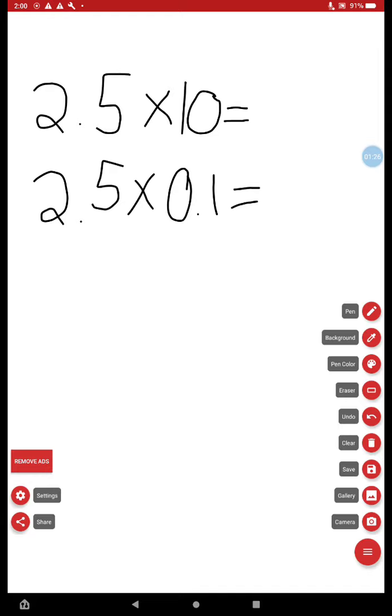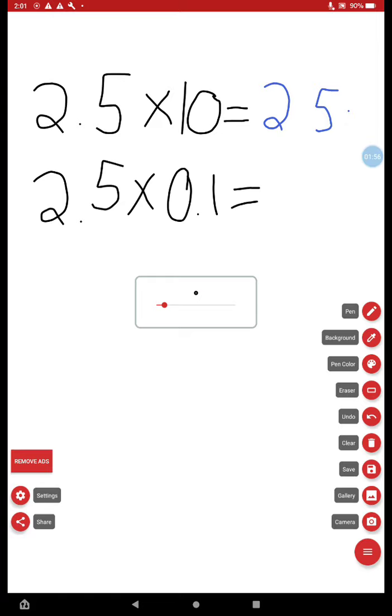2 5/10 times 10. Remember, when we multiply by 10, we can shift the decimal point over. So let's write 2 decimal point 5. We're going to shift it over one place to the right. So now that my decimal point is right here, I'm going to erase my arrow, and I'll see that my new number is 25.